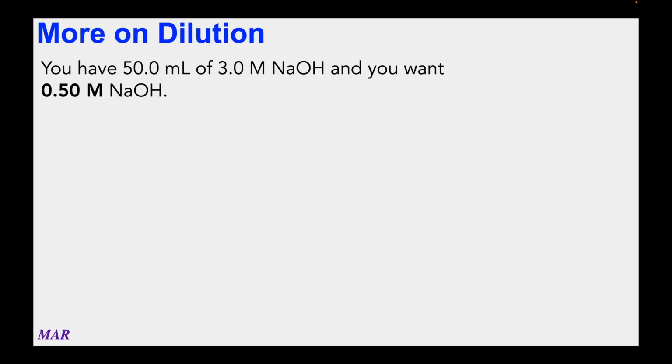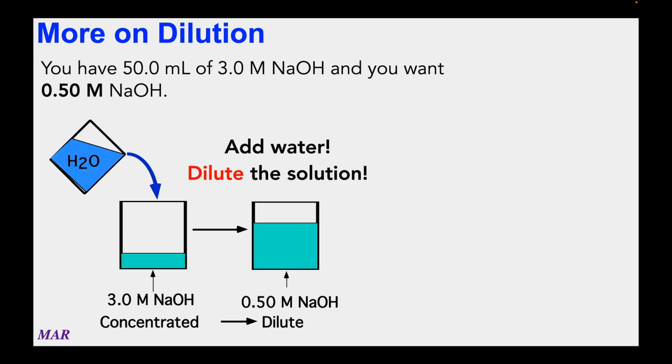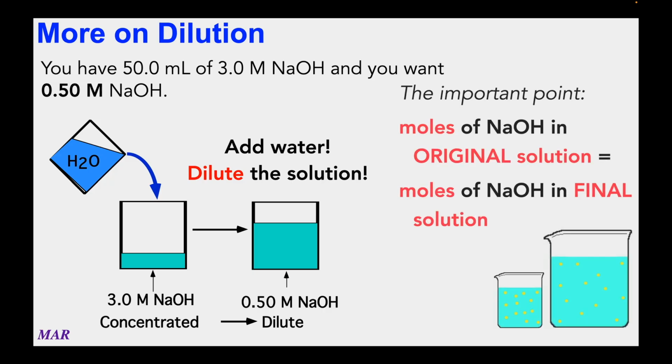Here's another example that's kind of important. Let's say that we have 50 milliliters of a 3.0 molar sodium hydroxide solution, but we want only 0.50 molar sodium hydroxide. So maybe this is the concentration we need for a reaction, something like that. Well, if we want the concentration, the molarity, to decrease, i.e. go from 3.0 molar to 0.50 molar, we're going to have to add some water. We want to dilute the solution, all right? So we're going to end up with a bigger volume at the end than we started with.